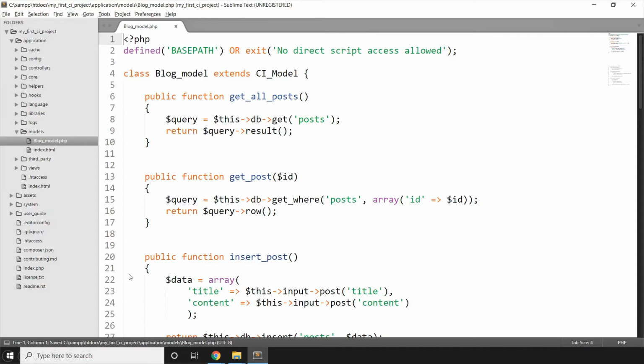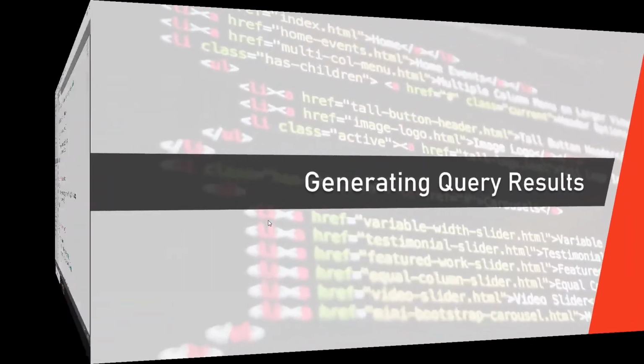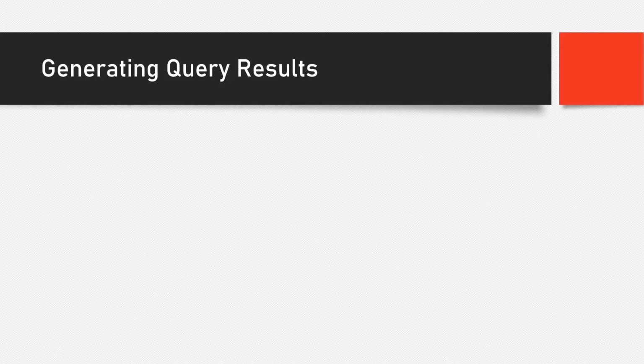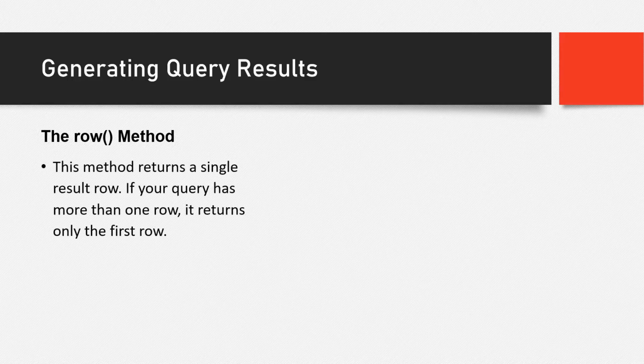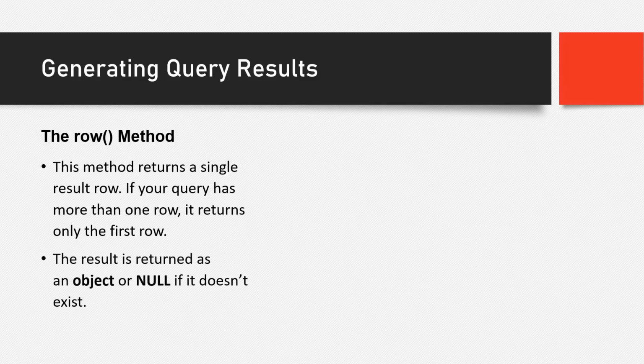Okay. Now let's try to talk about the row method, so generating query results. Let's start with that one. Actually, there are two methods that we can use to retrieve the actual result coming from the database. This method returns a single result row. If your query has more than one row, it returns only the first row. So the result is returned as an object or null if it doesn't exist.